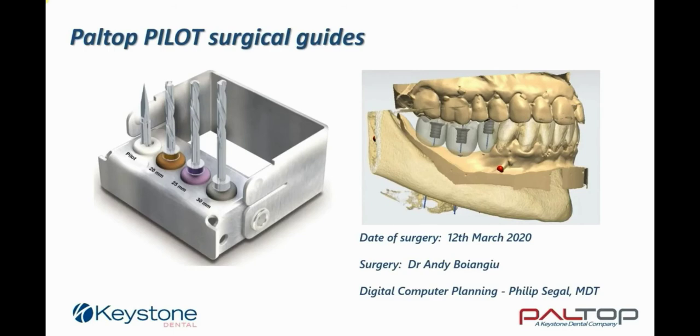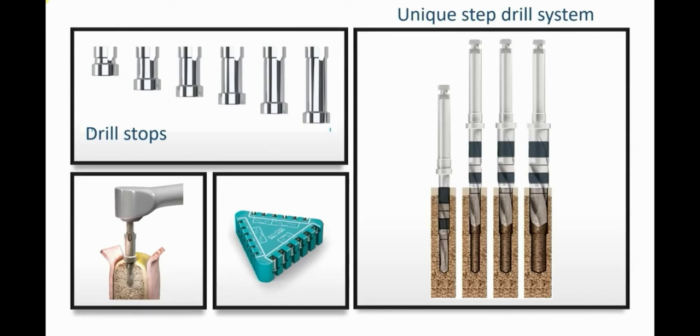Paltop offers a simple guided solution with the PILOT surgical guide kit. The kit includes a first pilot drill and the initial 2 mm diameter drill offering location, angle, and drill depth. The drills come in 20, 25, and 30 mm lengths and are color-coded: brown for 20, purple for 25, and silver for 30. Combining the pilot kit together with a unique step drill system and drill stops enables precise rapid implant positioning.